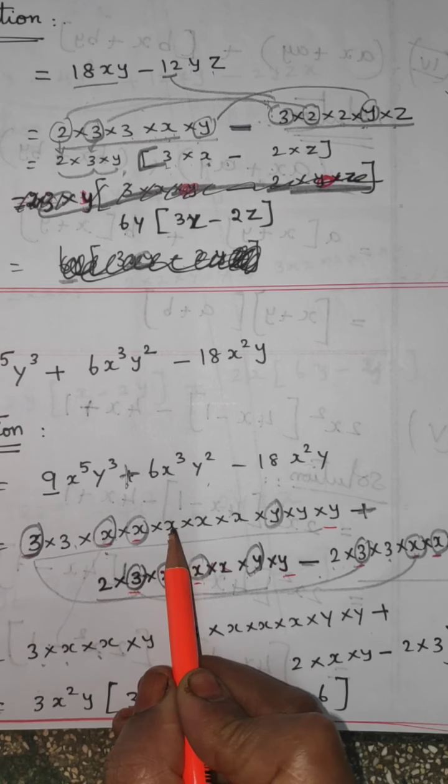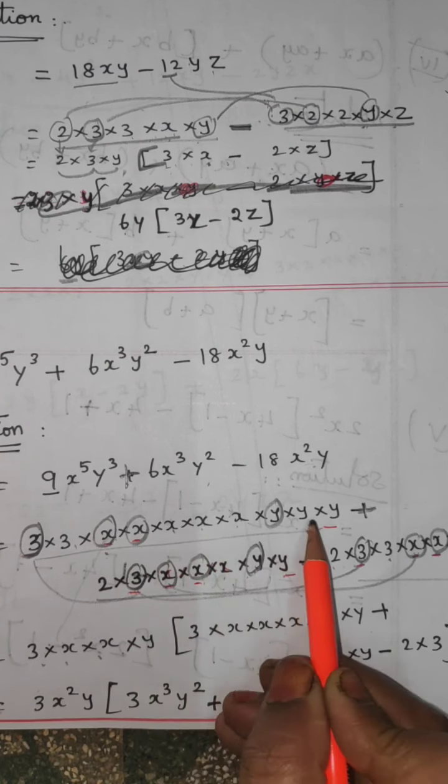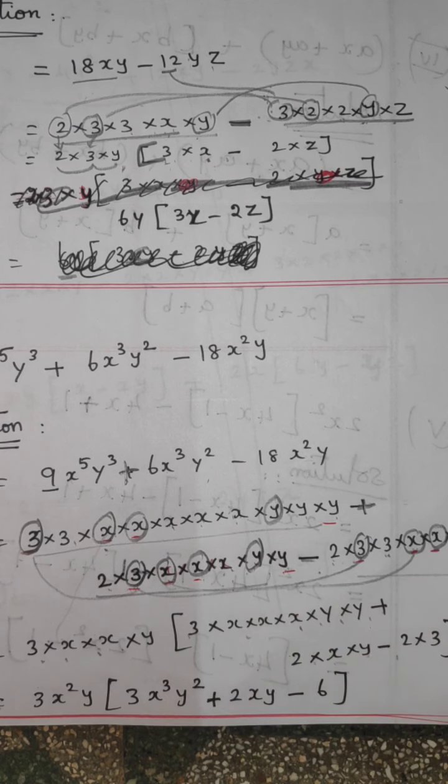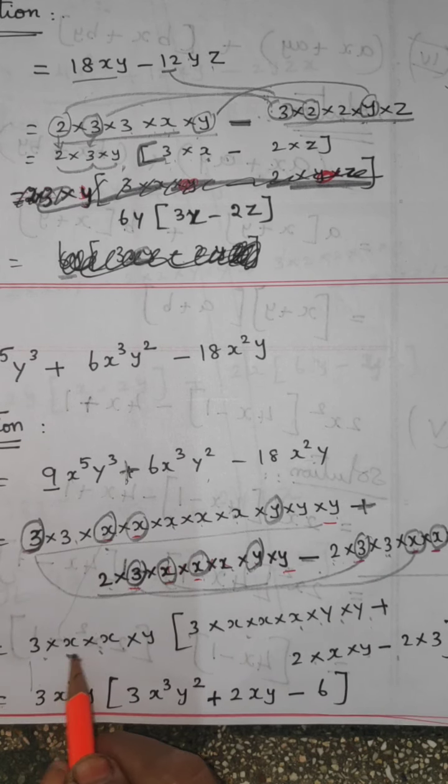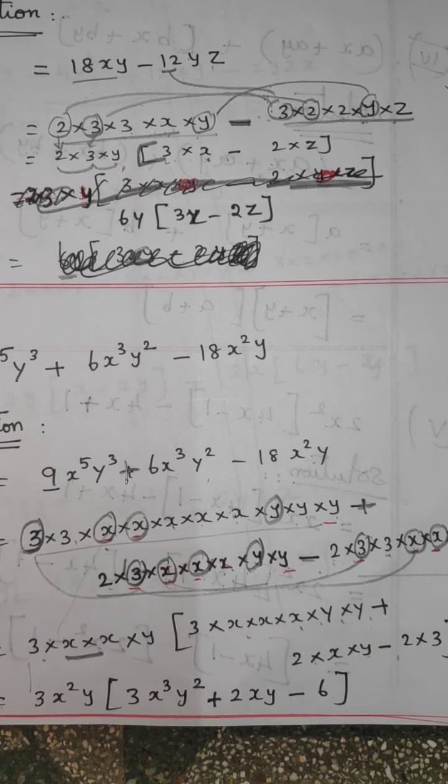3 x into x into x, y into y. After 3, how many x? 1 2 3 x into y into y plus 2 into x into y minus 2 into 3 only balance. Remaining all the terms are selected there. 3 x into x, x squared, y you write, start the bracket 3. 3x into x equals x cube, power 1 1 1, add x power 3, y squared plus 2 into xy minus 6.